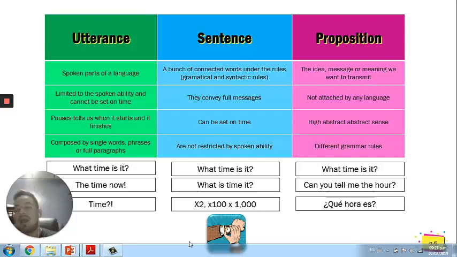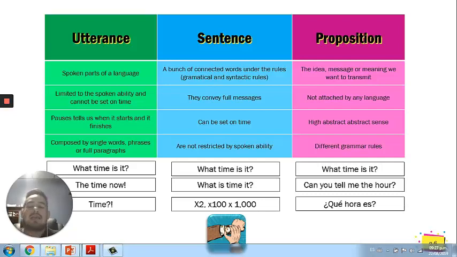Okay, and we have here some examples: What time is it? The time now. And time. All those are utterances as long as they are being spoken. Then we have sentences. I forgot to mention that utterances are physical, while sentences, the second level of meaning in a language, are abstract. Why? Let me tell you why.